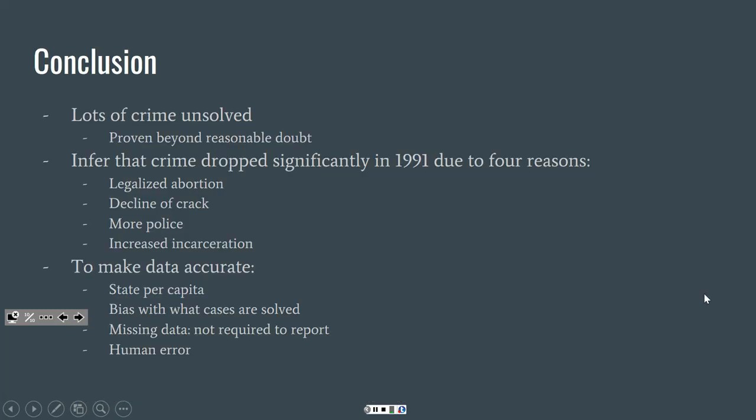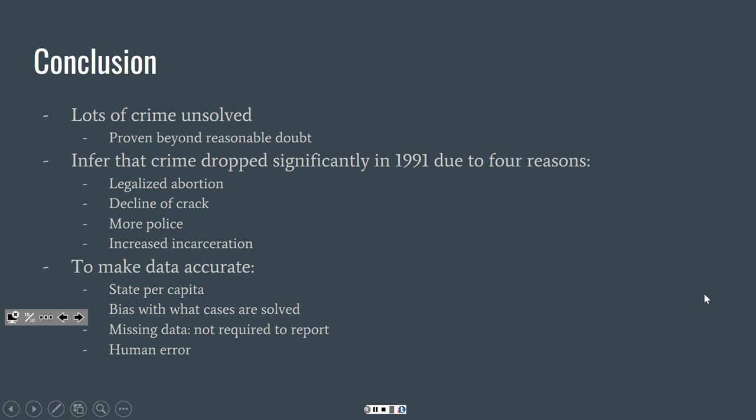Alright, so what we came to the conclusion is that there's a lot of crimes unsolved, and this makes sense because with the justice system, you have to prove beyond reasonable doubt that the perpetrator actually committed the crime. So this doesn't say that there's no suspects for all these unsolved cases, but unless they can prove it, they can't be filed into this major database.